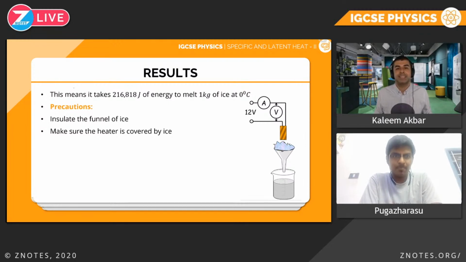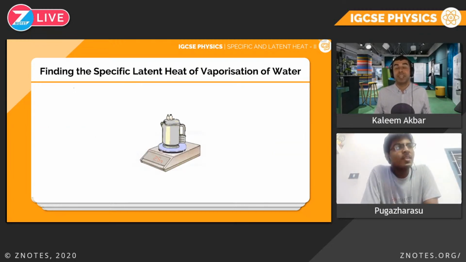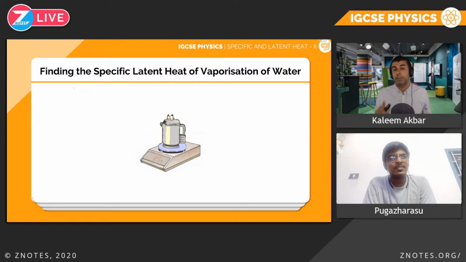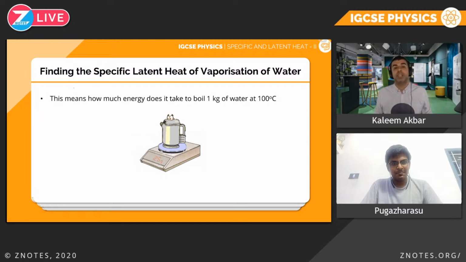Next, let's look at specific latent heat of vaporization. Exact same formula, but now you're boiling the water. So the ice has gone from solid to liquid, now you're going from liquid to gas. This means how much energy does it take to boil 1 kilogram of water at 100 degrees Celsius. Now again, we're talking about water here.